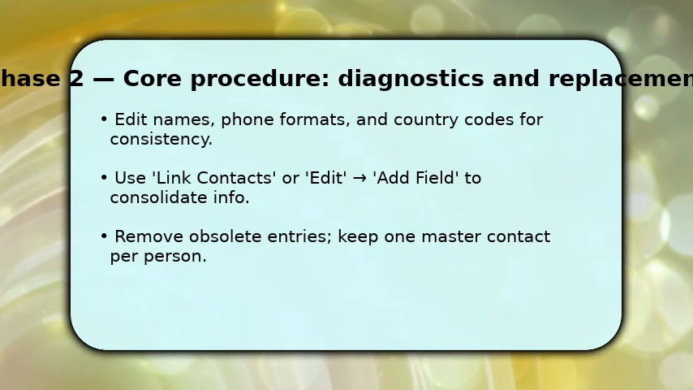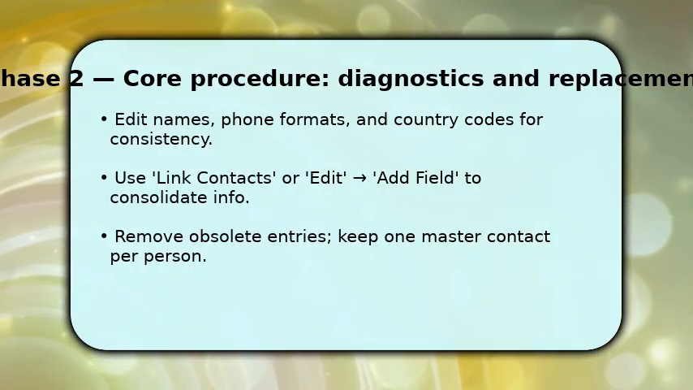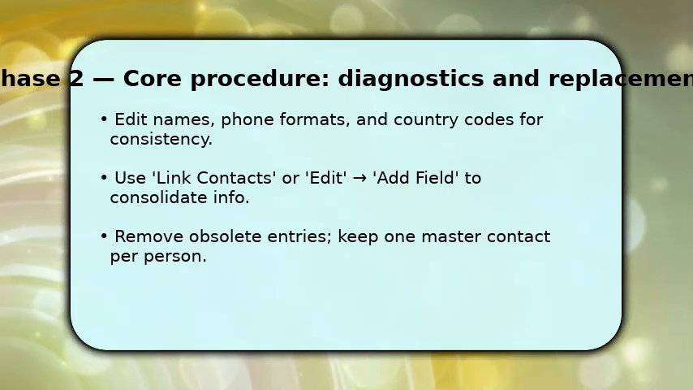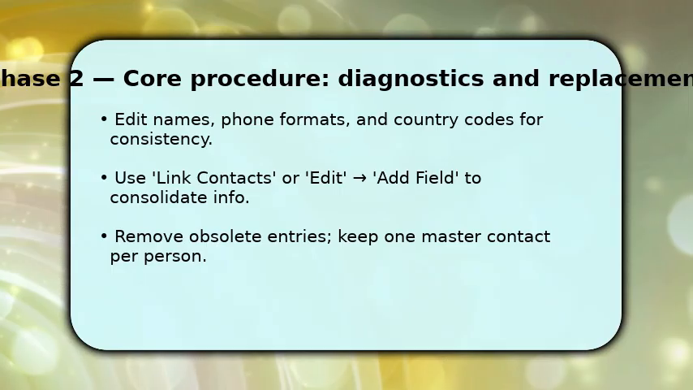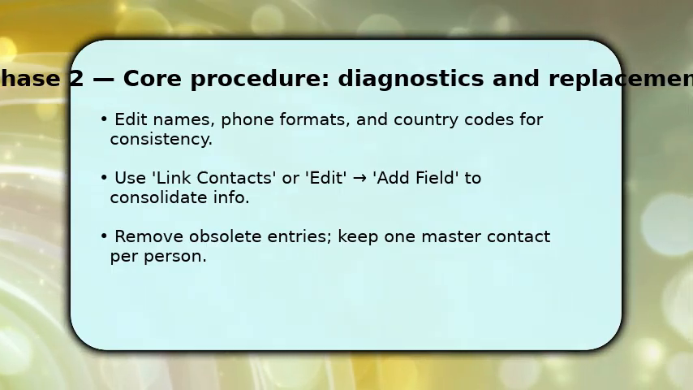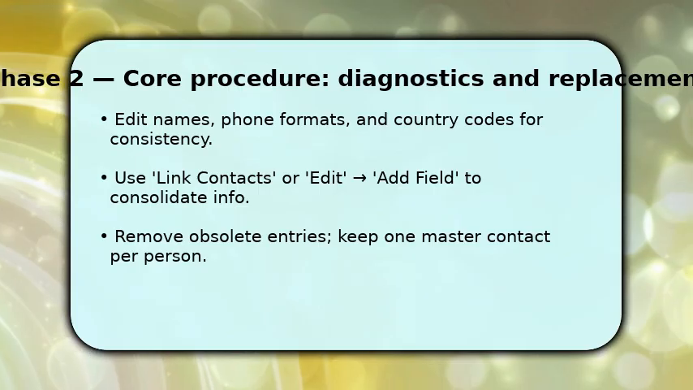Once you've located duplicates, start merging. Tap Edit, then adjust name formatting and standardize phone numbers with country codes so systems recognize them. Use link contacts or the add field option to consolidate emails, notes, and addresses under one record. This prevents future split entries.